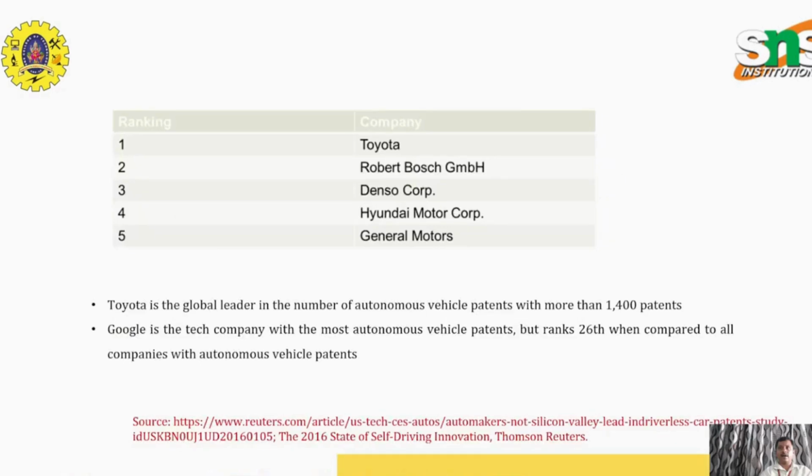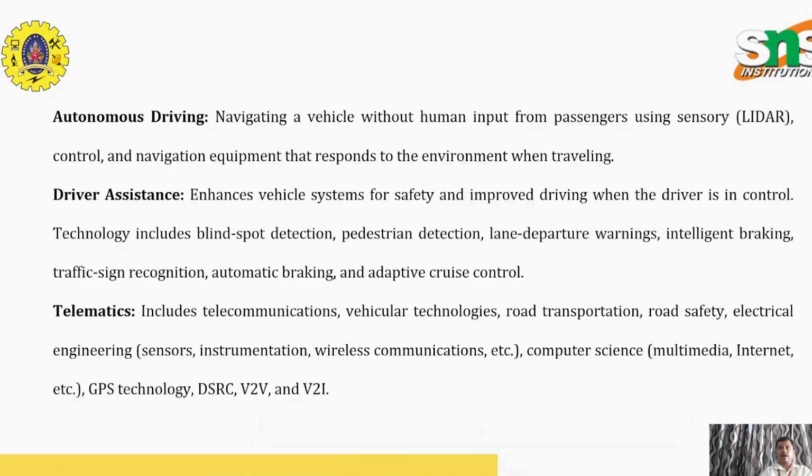And this is about the data in which, over a vehicle, Toyota is the leader in the number of autonomous vehicle patents. Over 1400 patents are owned by Toyota. Google is also one of the patent holders, ranked 26th compared to all companies with autonomous vehicle patents. This Google patent is not a hardware patent, it is a software, that is a programming patent owned by Google. So this is autonomous driving aids, that is navigating a vehicle without human input from a passenger.